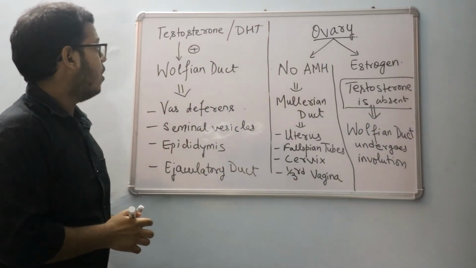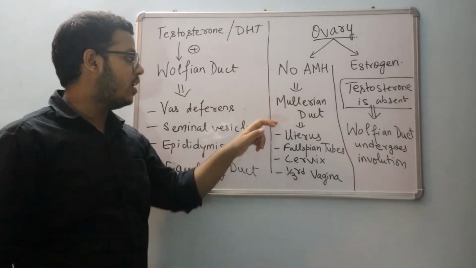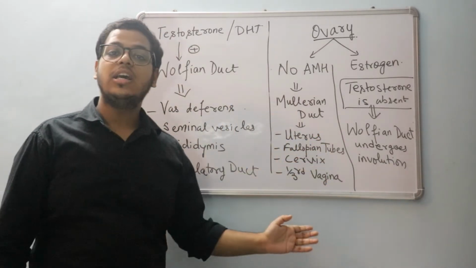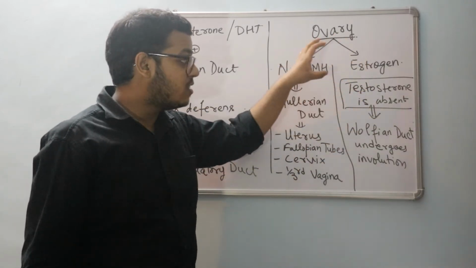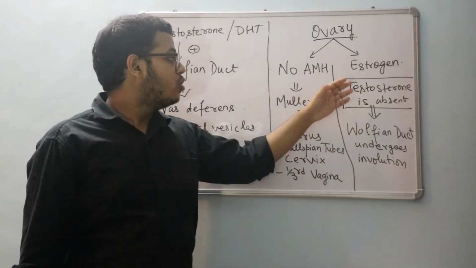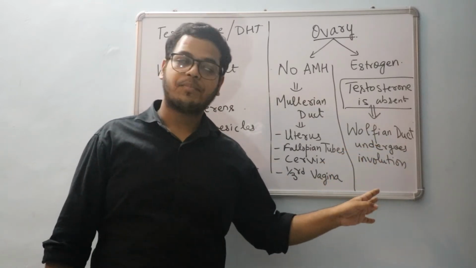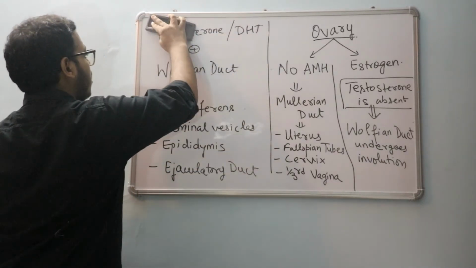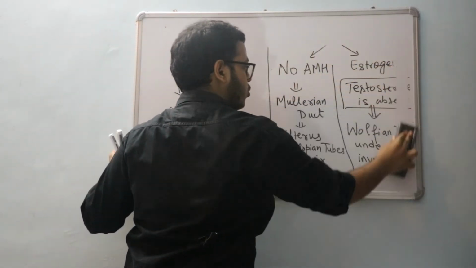So this is the ovary part. There is no AMH produced, so the Mullerian duct will be patent. It will form the following structures, which are the internal genitalia for the females, and it will produce estrogen, but testosterone is not present, nor is any other androgen. Because of this lack of androgen, the Wolffian duct undergoes involution. This is what happens in the ovaries and the testes. I'll rub this off, and you can pause and write if you wish to.